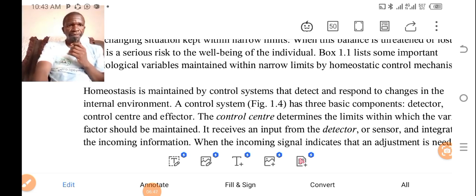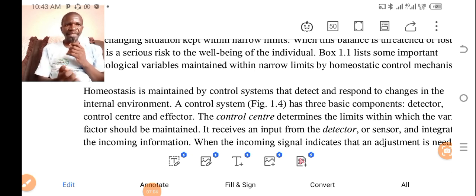So a control system has three basic components. Now let us look at the control system and the components that it has. A control system has got a detector, 1, a control center, 2, and an effector, 3.